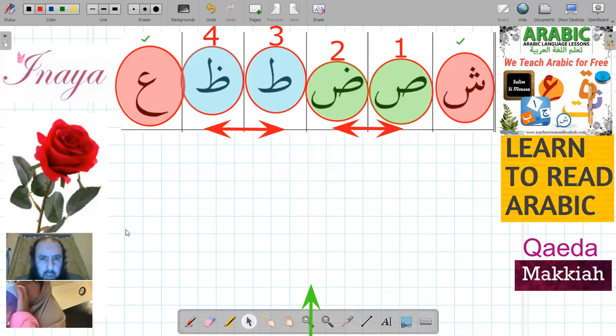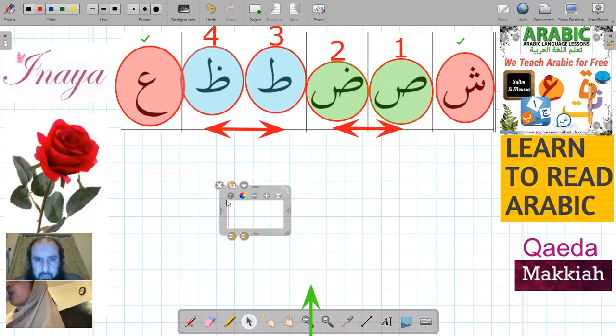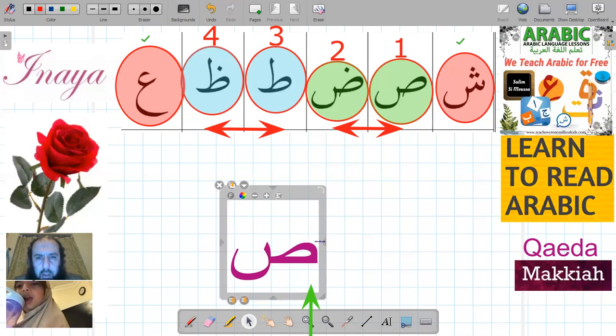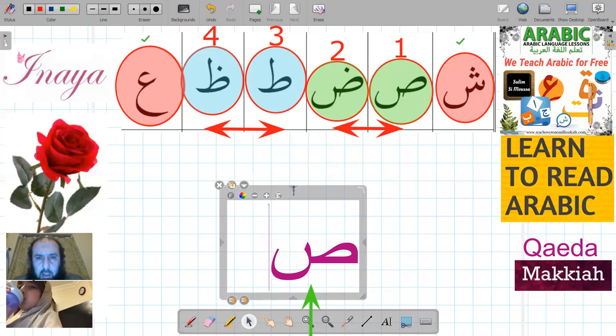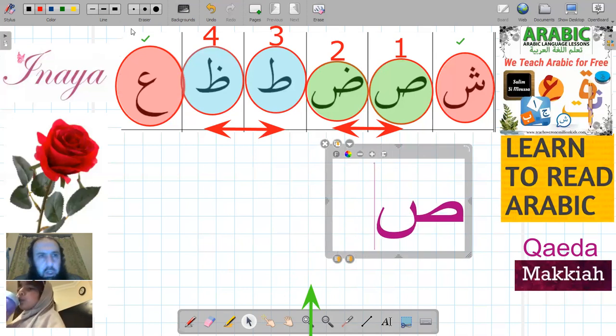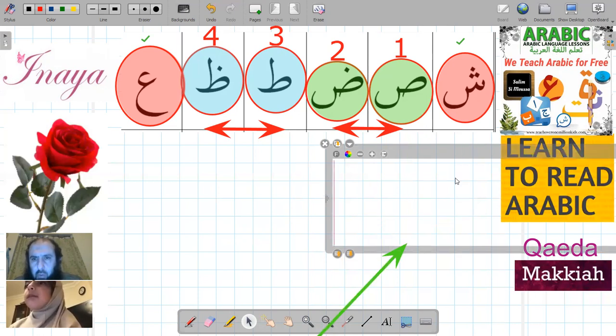We come back to this one. Okay, this is called sod. Can you see that? Which number is that? Sod. Can you find it in the four? One. Okay, one. Good.